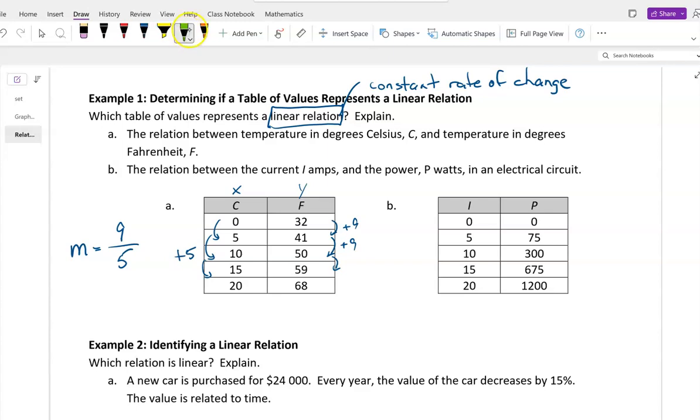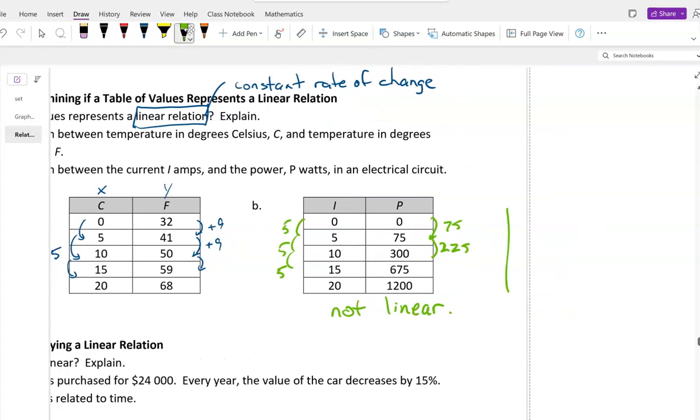Now let's look at the second one. Here we're going up by 5. What are we going up by here? 75? And this time, 225. Well, you can stop right there. You can see the rate of change is not consistent. 75 divided by 5 is not the same as 225 divided by 5. So this is not linear. When we graph that, you could see that it would be making some sort of a curve like this, getting faster and faster.